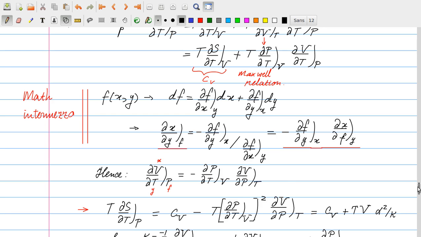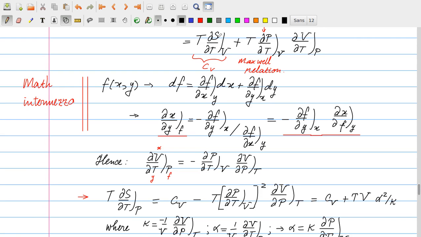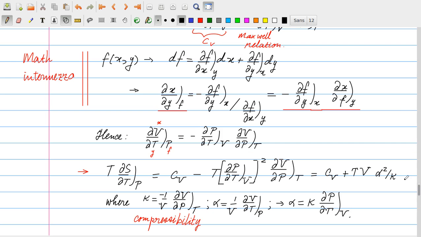So we can write now this first term. T dS/dT was evaluated at constant V, so that's my CV, specific heat at constant volume. And we get this minus sign, two terms with dP/dT, so that's dP/dT at constant V squared. And then we have this term, dV/dP. And I can also write that in the form CV plus TV alpha squared over kappa.